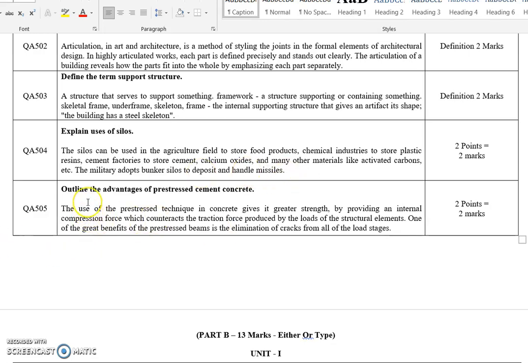Outline the advantages of pre-stressed cement concrete. The use of the pre-stressing technique in concrete gives it greater strength by providing an internal compression force which counteracts the tensile force produced by the loads on the structural elements. One of the great benefits of pre-stressed beams is the elimination of cracks at all load stages.